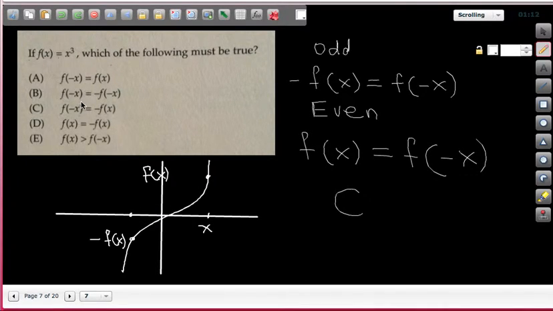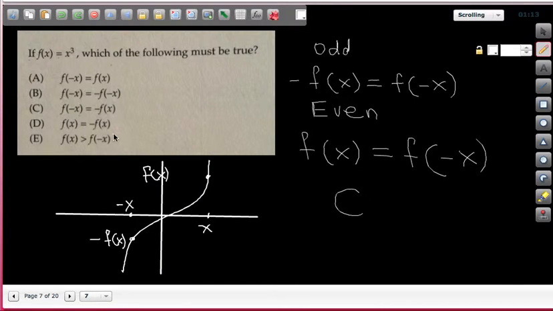f of negative x is negative f of x, which will flip it back out again. f of negative x is equal to negative f of x. Well, that makes sense. So if you have x here, and if you have negative x here, if f of x is over here, then f of negative x is indeed negative f of x. So the correct answer is C.